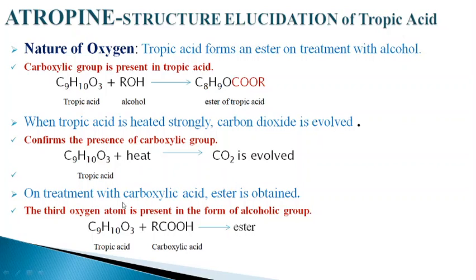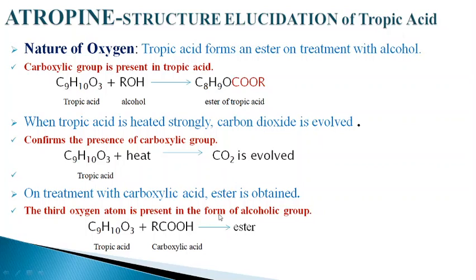The third reaction: tropic acid, on treatment with carboxylic acid, forms an ester, which means that the OH group, the third oxygen atom, is present in the form of an alcoholic group. This means that tropic acid is a hydroxy acid consisting of a carboxylic group and an OH group.